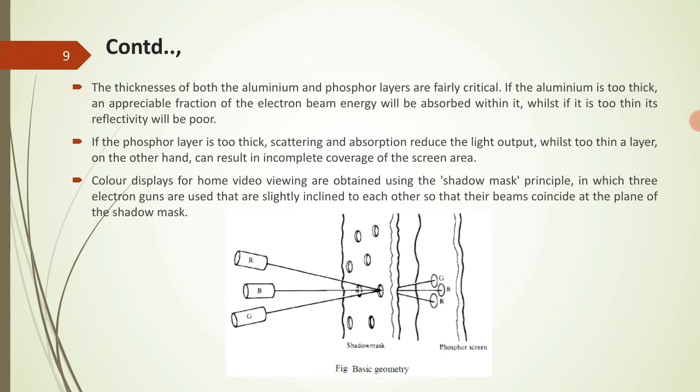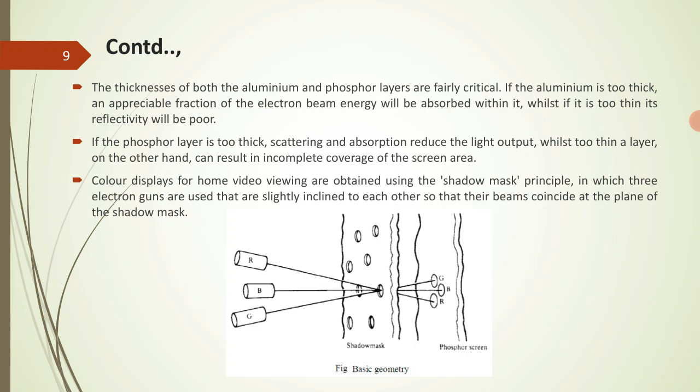So here the color displays for home video viewing are obtained by using the shadow mask principle. The shadow mask principle states that three electron guns are used, slightly inclined to each other, so that the beams coincide at the plane of the shadow mask. So this is how the color displays are produced.